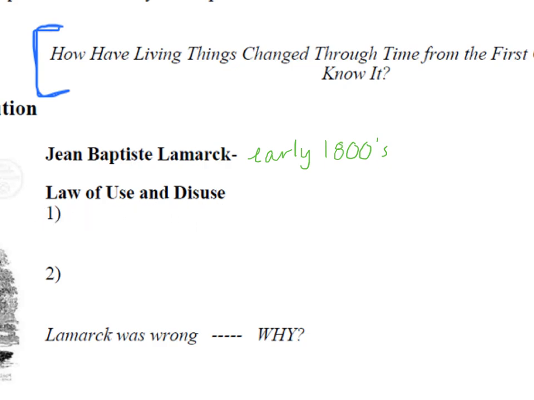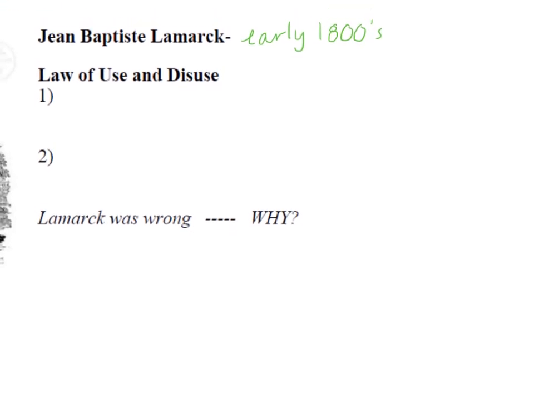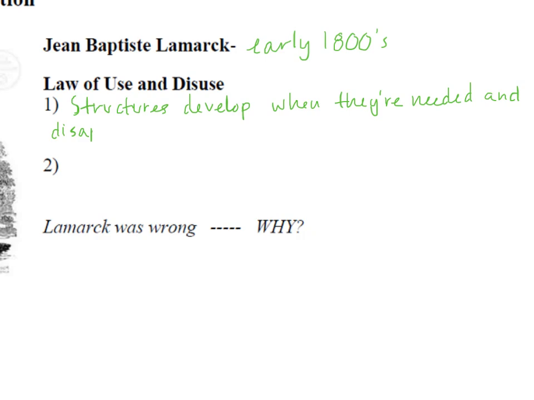And there were two key components to that law. Number one says that structures develop through use or disappear through disuse based on a need to change. So basically, structures develop when they're needed and disappear when no longer needed.